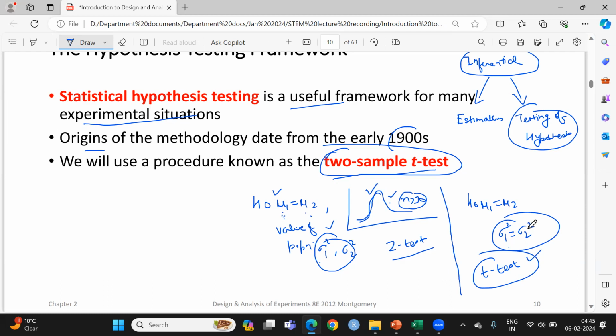And if we have very strong evidence that the population parameter sigma 1 square is not equal to sigma 2 square, then we have another modified form of this test that is called the Welch test. That is basically a modified version of the t-test. So I'm going to discuss them one by one.